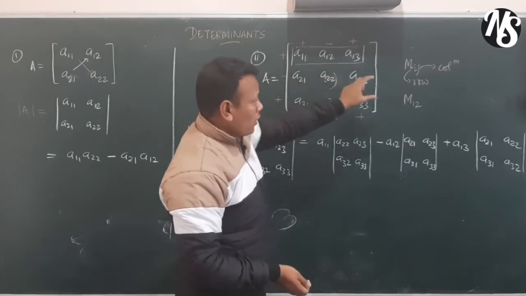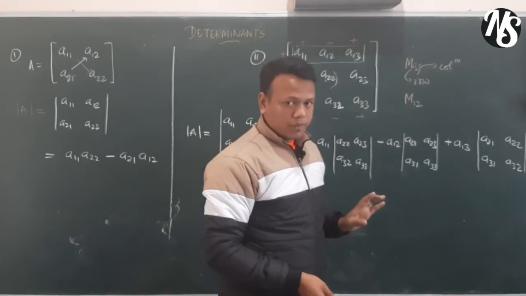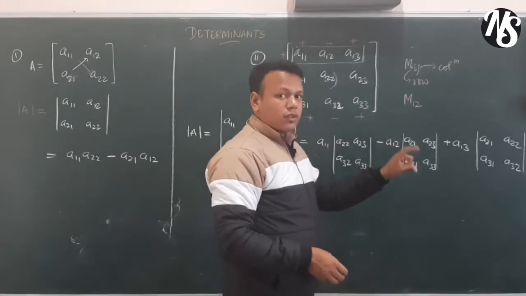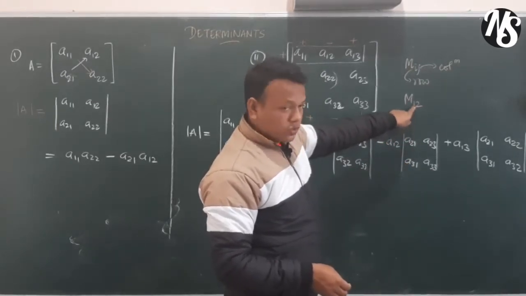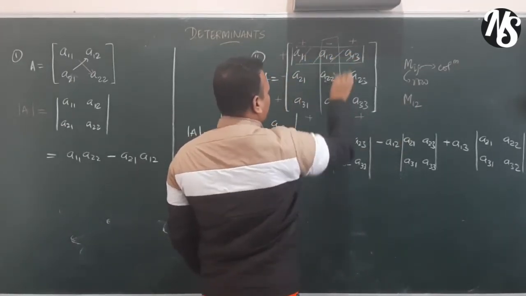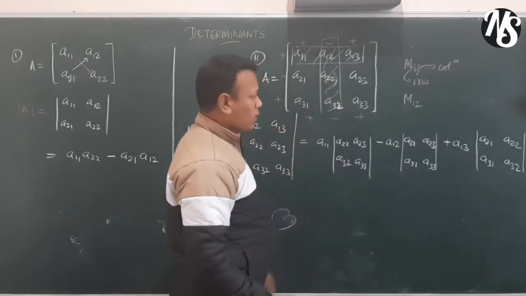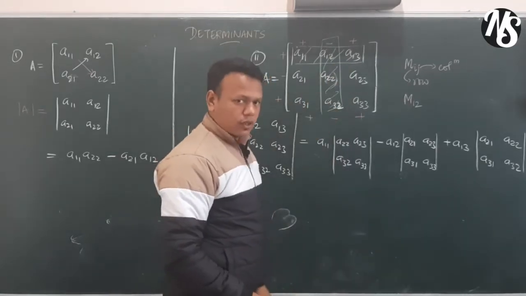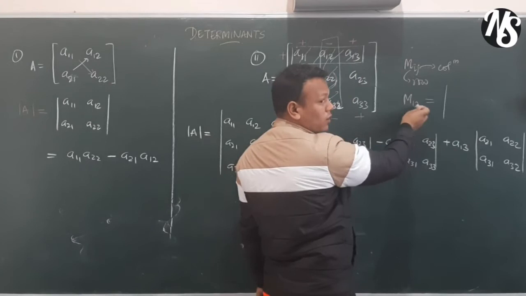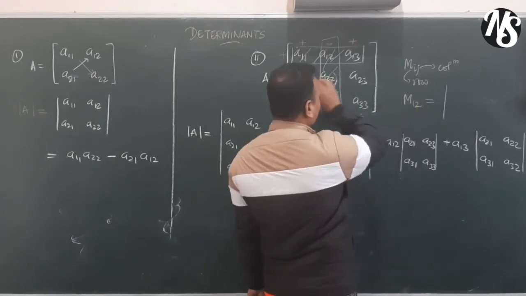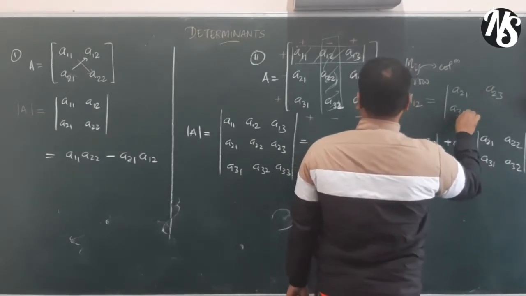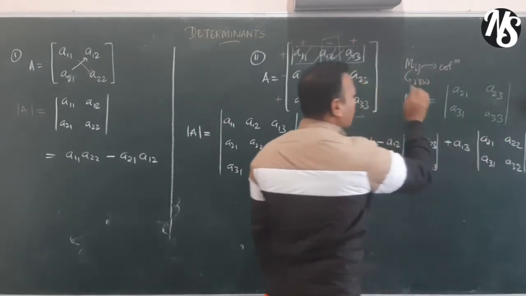So this minor is nothing but a determinant. Minor is a determinant. Now this determinant is obtained by removing the first row and second column. So remove first row and second column. So I have removed this. So what do we get? We get these remaining numbers. So this is known as your M12, that is minor of 1, 2, first row, second column. So the remaining numbers are A21, A23, A31, A33. So this is your M12.